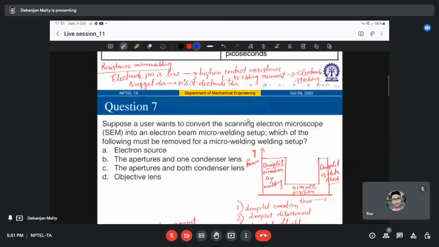In question 7, it asks that suppose a user wants to convert the scanning electron microscope into an electron beam microwelding setup. Which of the following must be removed for a microwelding setup? If you see, a scanning electron microscope works on the principle of targeting a focused beam of electrons moving with high kinetic energy on a specimen.